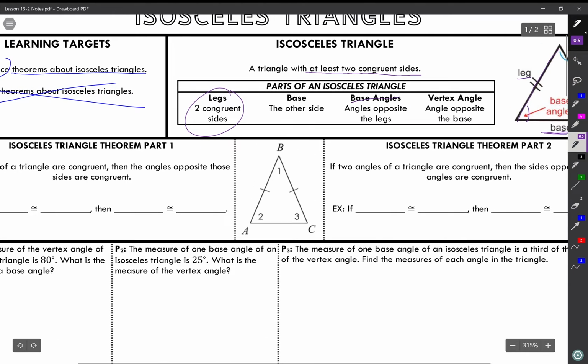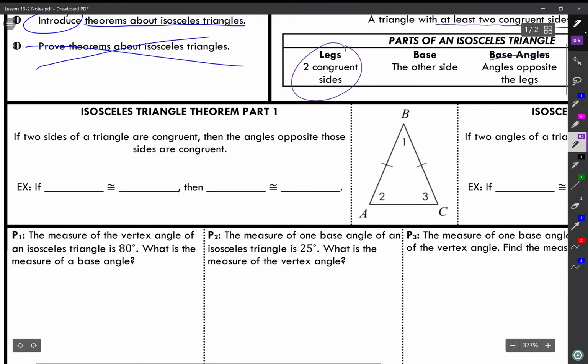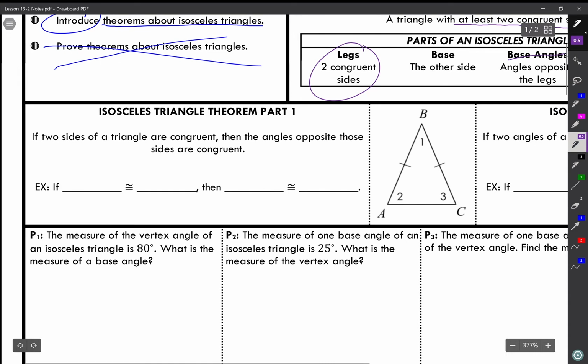All right, we have two theorems to talk about, called the isosceles triangle theorems. We have part 1 and part 2. Part 1 says that if two sides of a triangle are congruent, then the angles opposite those sides are congruent. Two sides of a triangle being congruent means it's an isosceles triangle. So another way to say it is that if a triangle is isosceles, then the angles opposite those sides are congruent, or you can say the base angles are congruent.